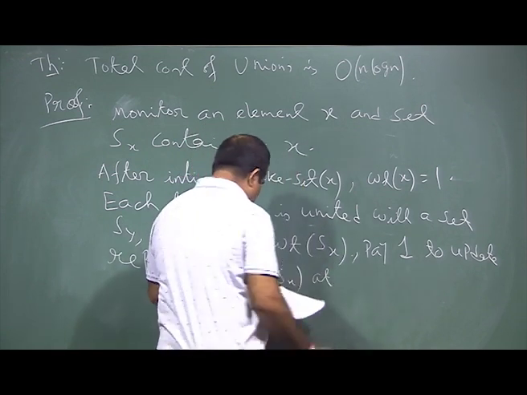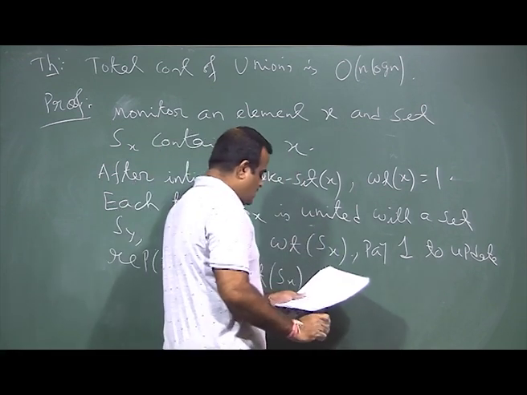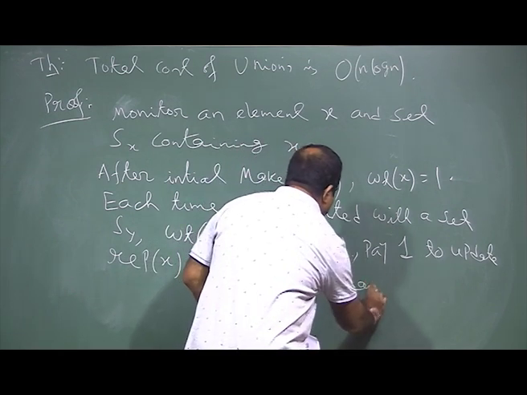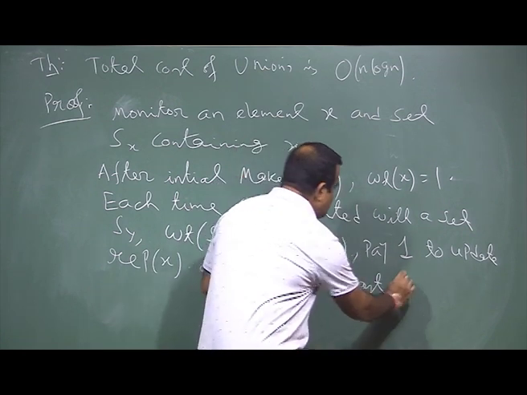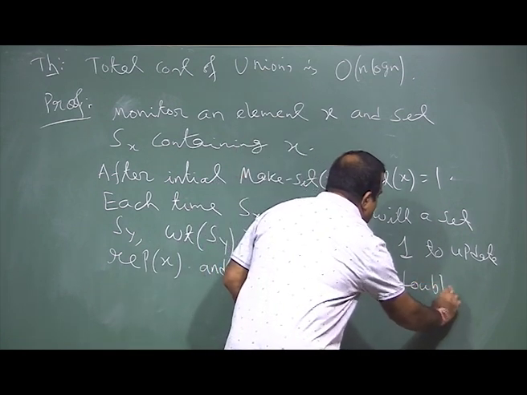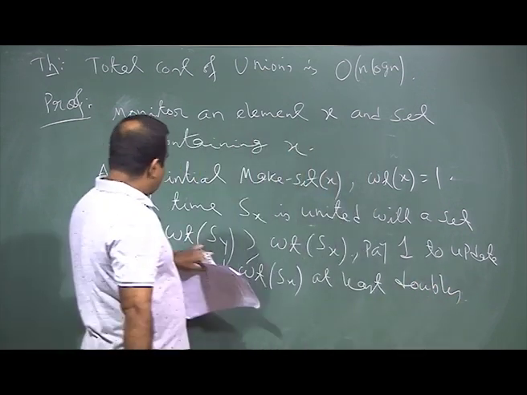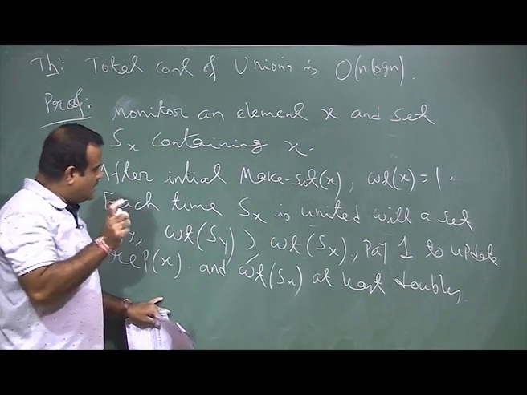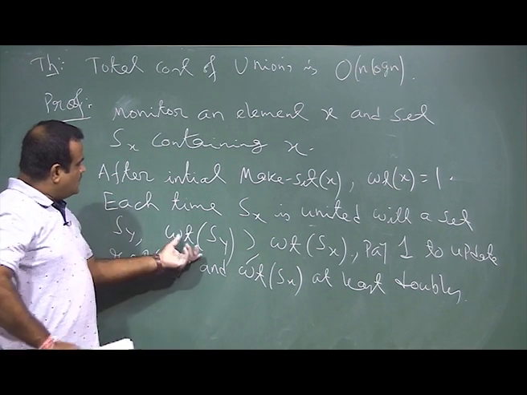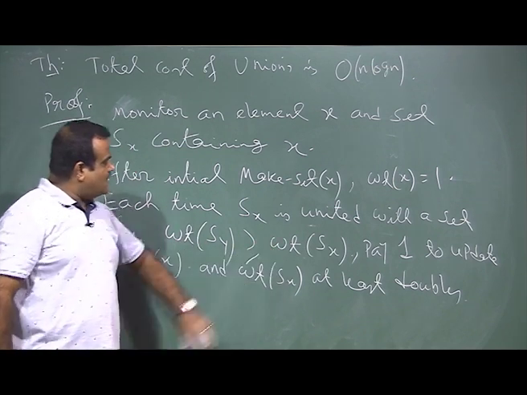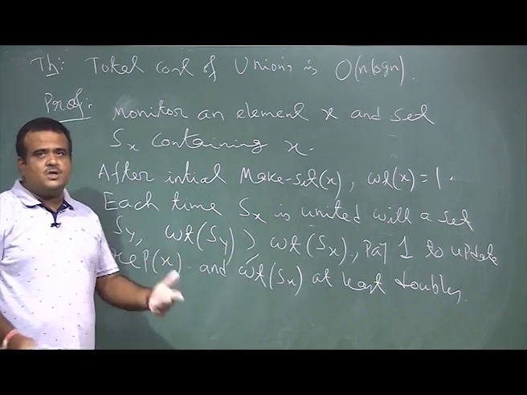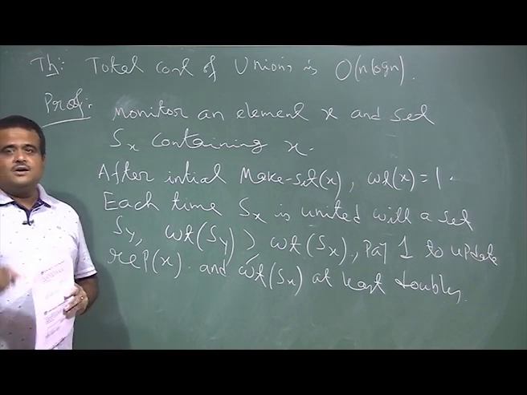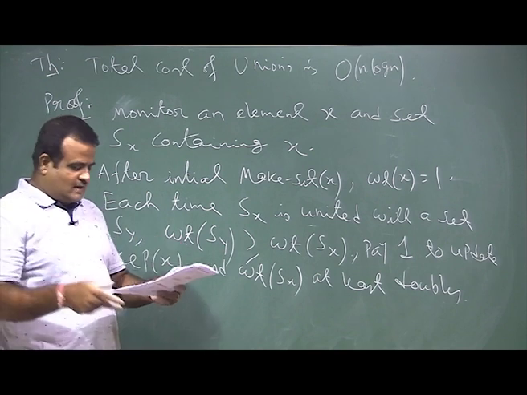The weight of Sx will increase by at least double, because the weight of Sy is greater than that. So the weight of the new set will be the weight of this plus the weight of this, so it will be double. That is why this log n is coming.